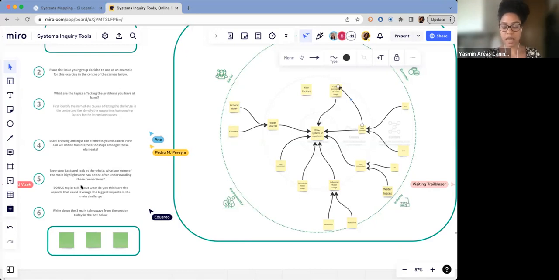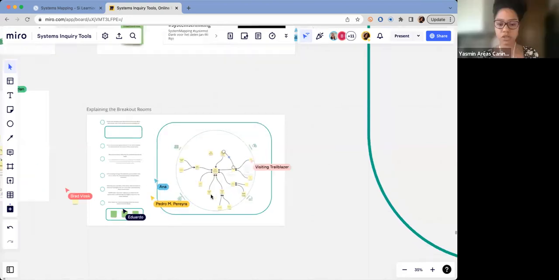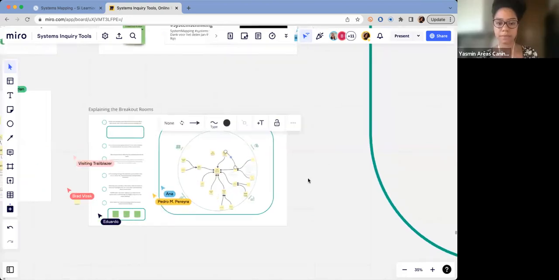All right. And the final step is to write the three main takeaways of today's session and put them in these boxes that you can see in each one of the breakout rooms. Okay. So, all good? Does it make sense?